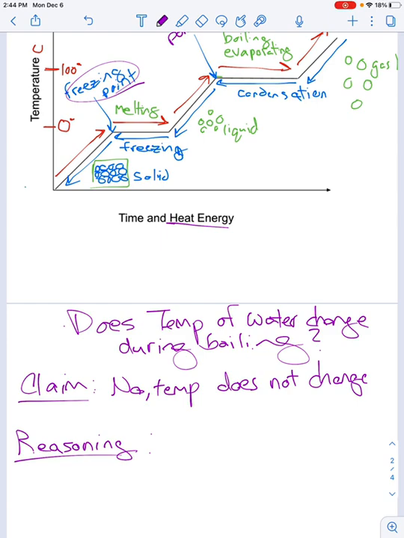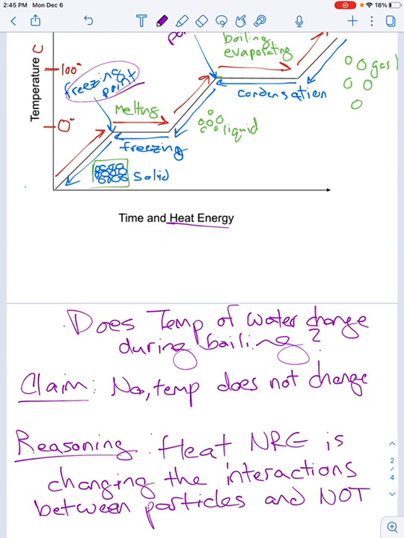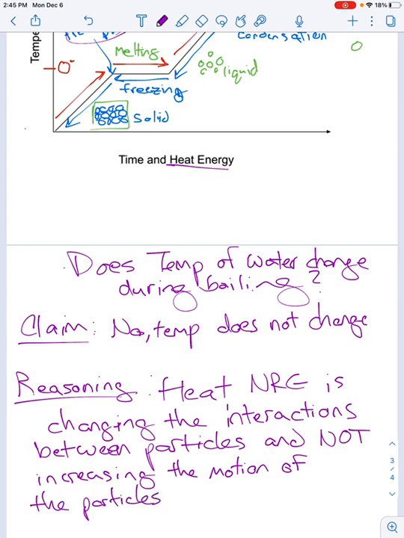And so we could say that the heat energy is changing the interactions between particles and not increasing the motion of the particles. In other words, the temperature.